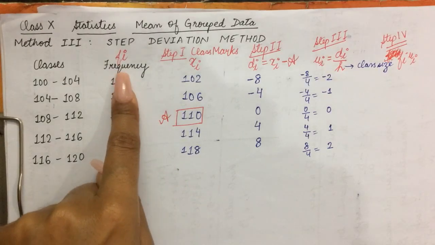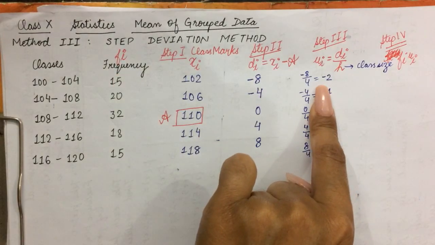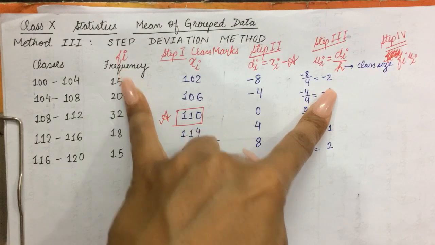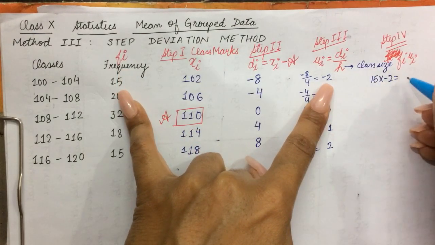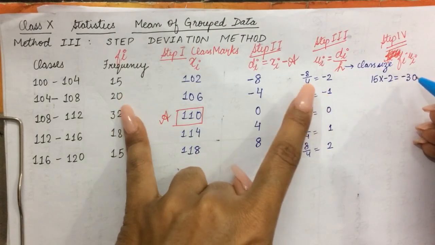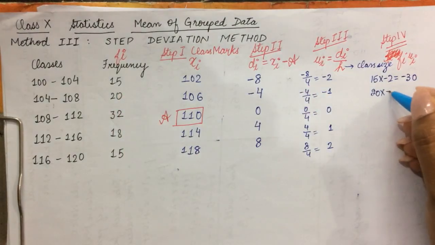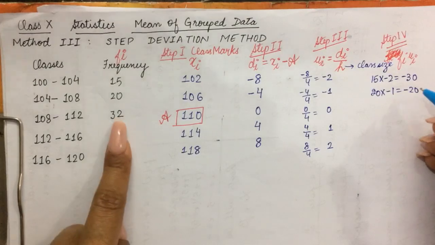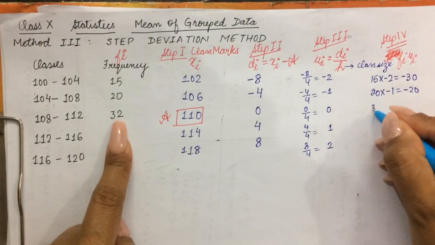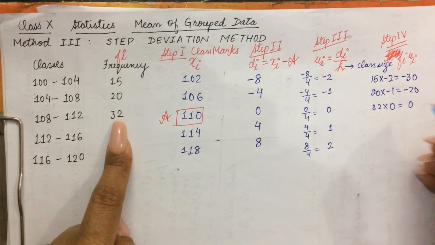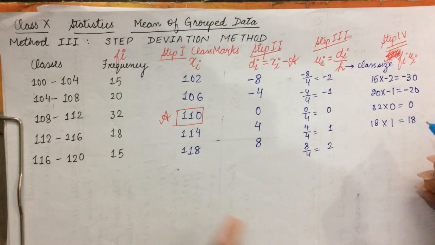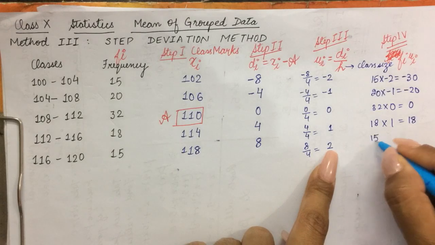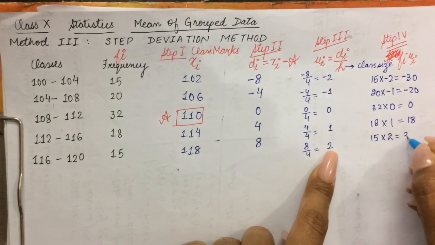So let's multiply the frequency with the quotients obtained. Be very careful. So 15 into minus 2 gives me minus 30. 20 into minus 1 gives me minus 20. 32 into 0 gives me 0. 18 into 1 gives me 18. 15 into 2 gives me 30.